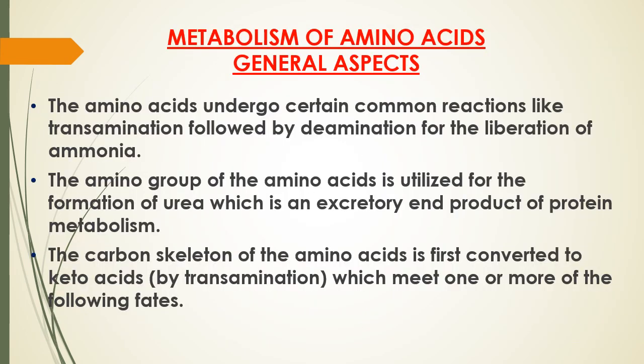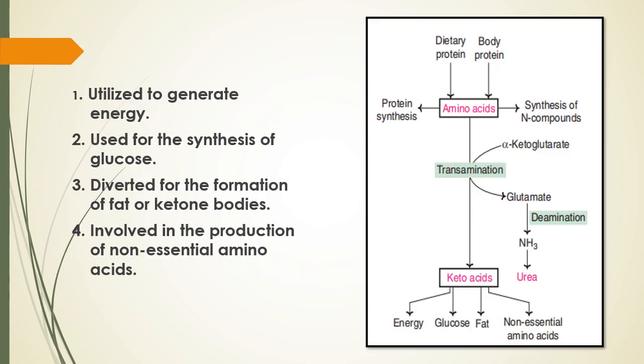Now we will see the metabolism of amino acids. The amino acids undergo certain common reactions like transamination followed by deamination for the liberation of ammonia. The amino group of the amino acids is utilized for the formation of urea, which is an excretory end product. The carbon skeleton of the amino acids is first converted to keto acids, which meet one or more of the following fates. As you can see in the figure, the main sources of the amino acids are dietary protein and body protein, which undergo transamination to form the keto acids.